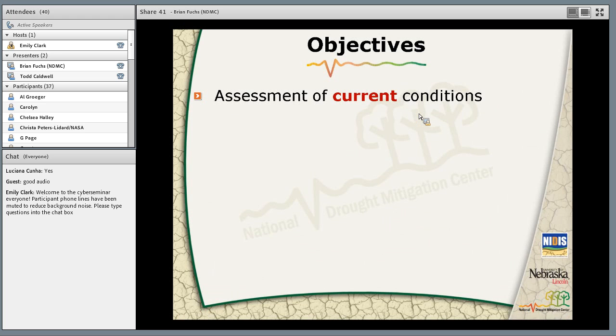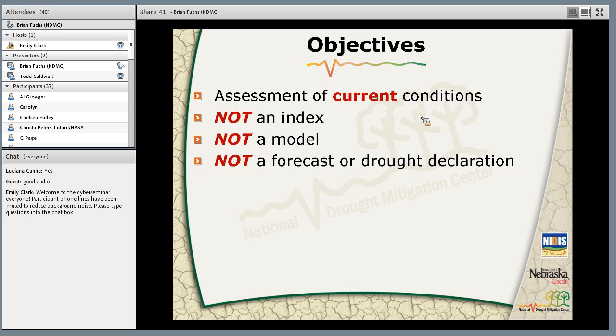So when we start looking at the information to put together the weekly assessment, we are looking at current conditions. The U.S. Drought Monitor is not an index. It's not something that we plug a bunch of information into formulas and we get a map out. It's not a model. We're not trying to look at conditions and make them appear to any type of modeled information. It's not a forecast or a drought declaration.